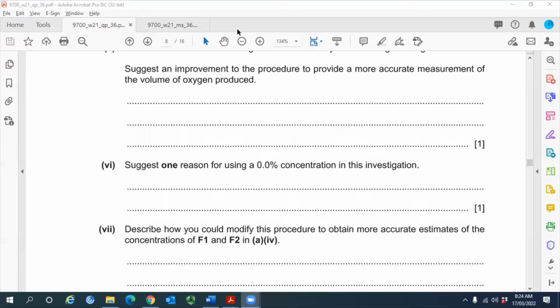Part 7, describe how you could modify this procedure to obtain more accurate estimates. So you're supposed to modify this procedure to obtain more accurate estimates of the concentration of F1 and F2. For this I have to take an example from your class.